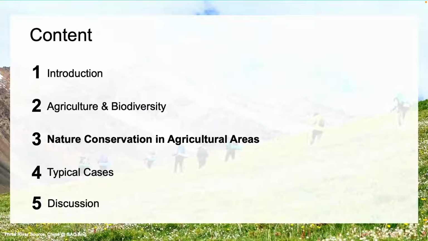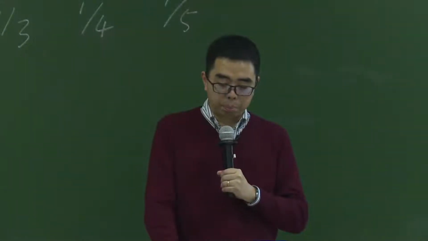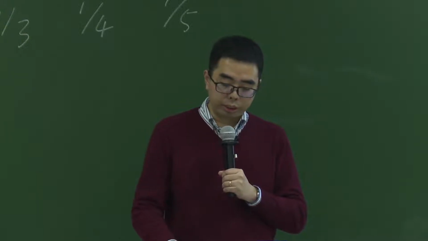After we get familiar with the interlinked relationship between agriculture and biodiversity, now we will move to another topic, nature conservation in agriculture areas. In this topic, I will introduce you to China's practices on nature conservation programs. Many of them occurred in agriculture areas.